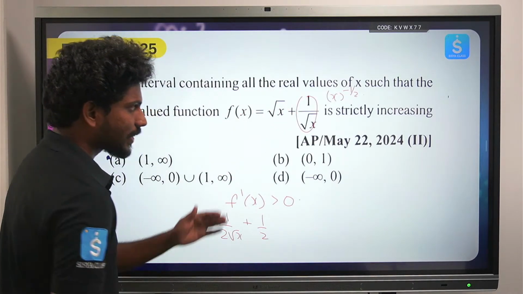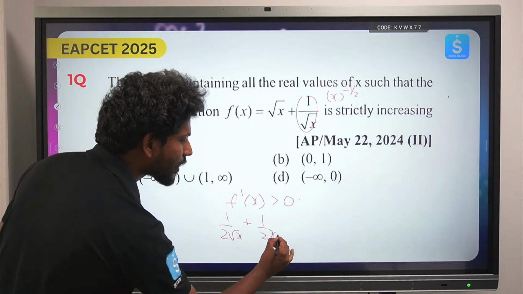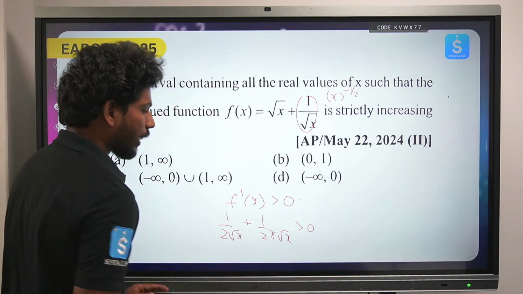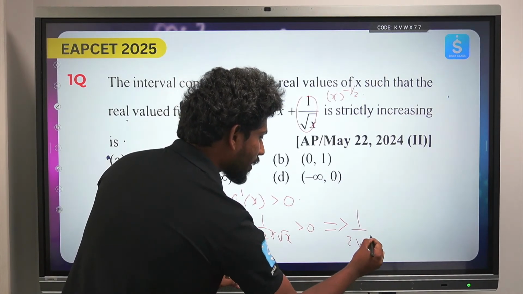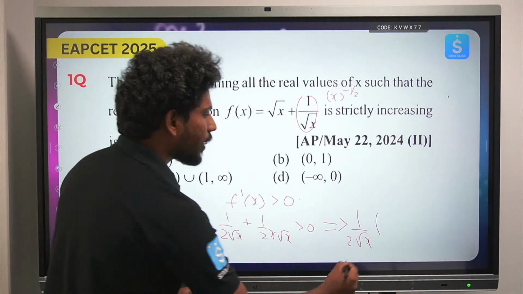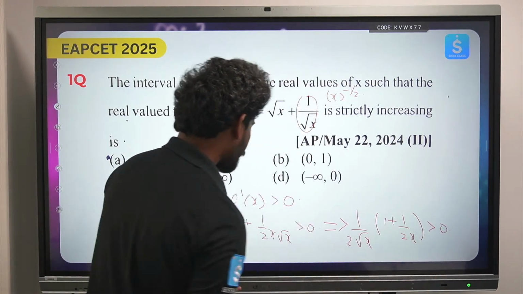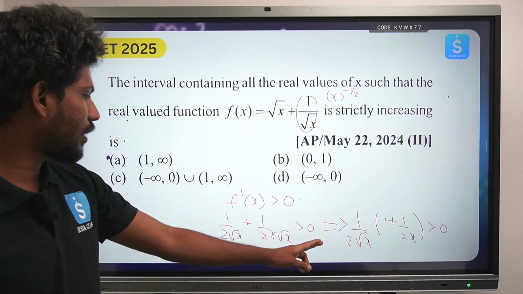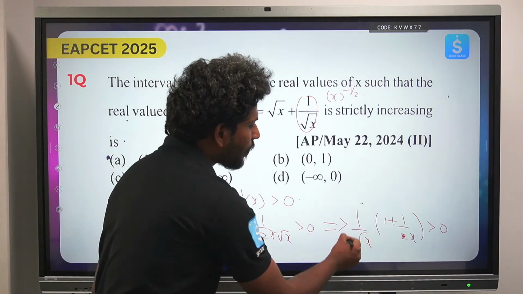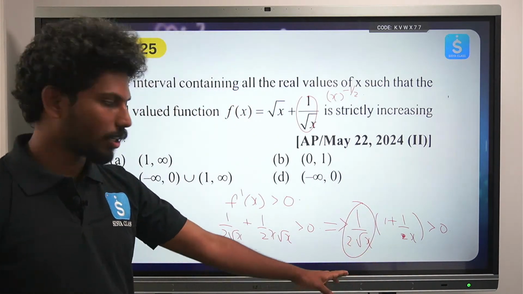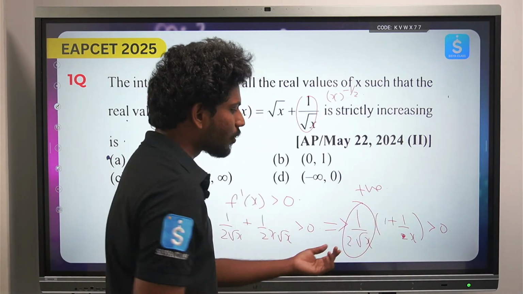So you can write it in the denominator as x to the power 3 by 2, which can be written as x root x, greater than 0. Okay, now what can I take common in these two? I can take 1 by 2 root x common. So that will be 1 plus 2x greater than 0. Okay, 1 plus 2x, 1 plus x greater than 0, right? See, this 1 by 2 root x value is always positive because there is a root and this is positive, so this whole value is positive, so this has nothing to do with our case.